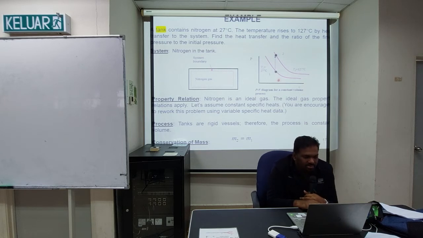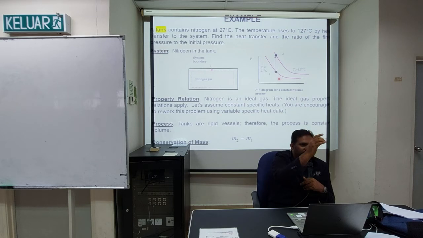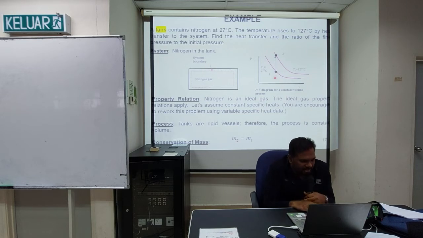Okay, so it is a constant volume. So it's only a straight line. There is no change because the volume does not change. So it's only one line. Okay, so that's how you draw the system.